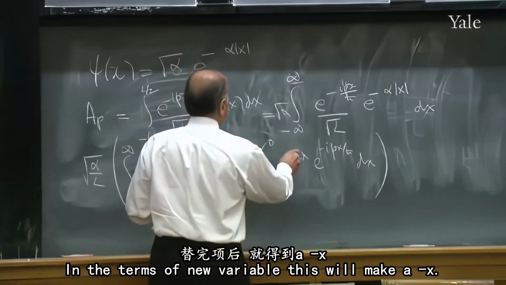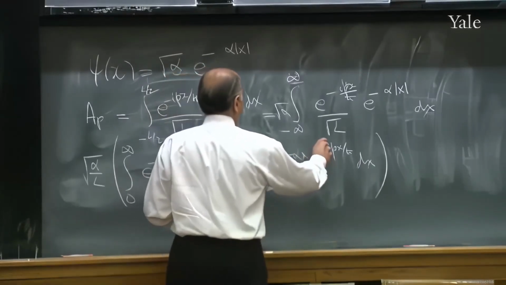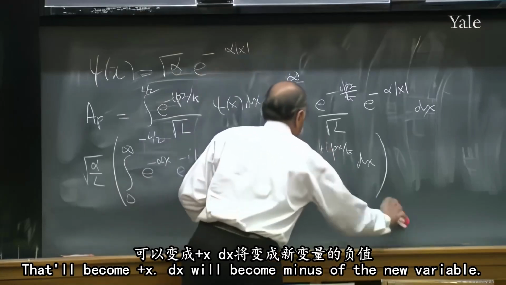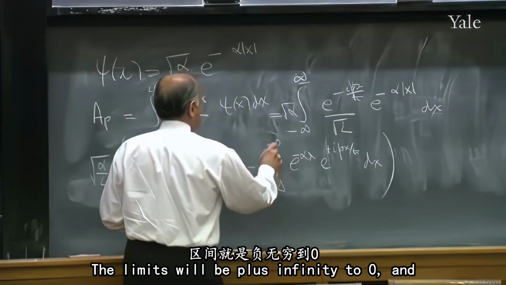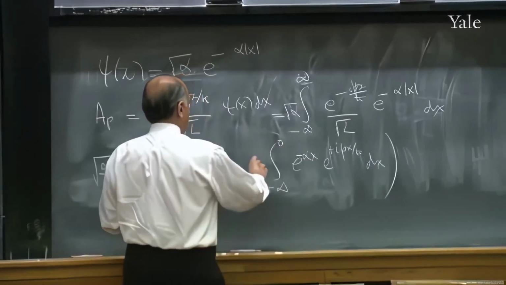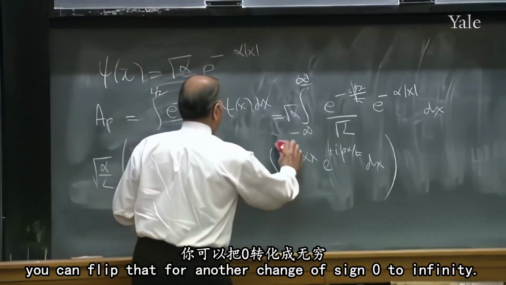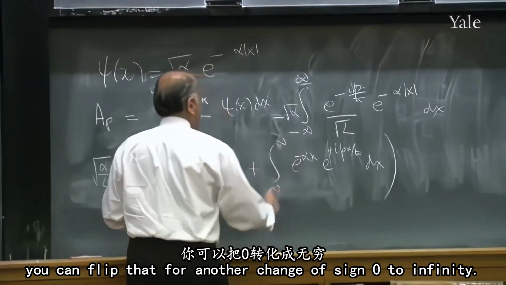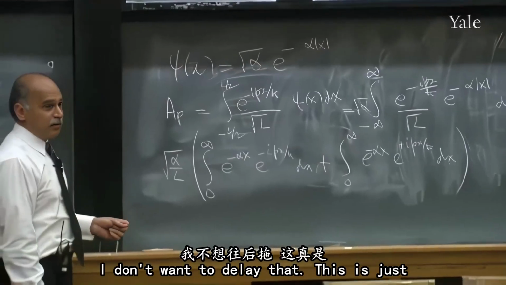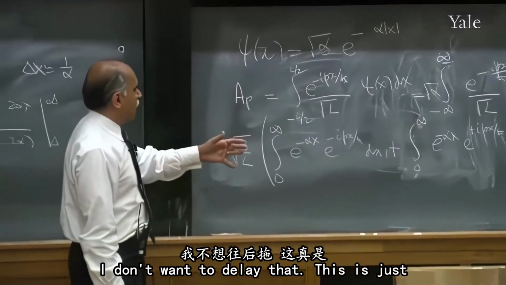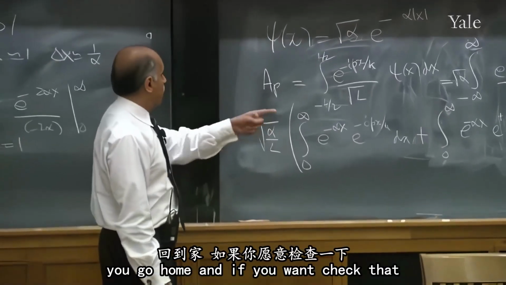In terms of the new variable, this will become minus x, that will become plus x. A dx will become minus of the new variable. The limits will be plus infinity to 0, and you can flip that for another change of sign, 0 to infinity. So that was a very rapid sleight of hand, but I don't want to delay that. You go home and, if you want, check that if x goes to minus x, you get that.